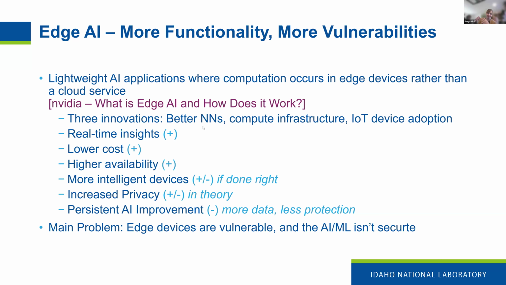And then as far as persistent AI improvement, AI models that consistently take in data and make changes based off of that are provably more vulnerable than models that are trained under more controlled processes. So the more data that you're throwing in there, the wider your attack surface is. As far as persistent AI improvement, I would say, yeah, maybe, but with a lot less protection for that AI. So all of that points to the main problem: edge devices are vulnerable, and AI/ML isn't supposed to stay secure.